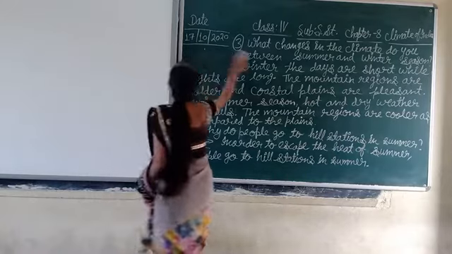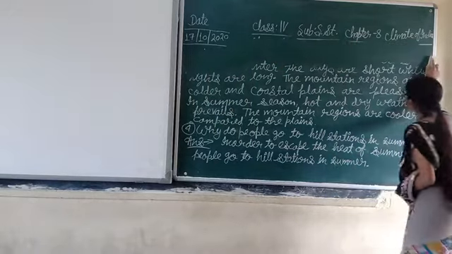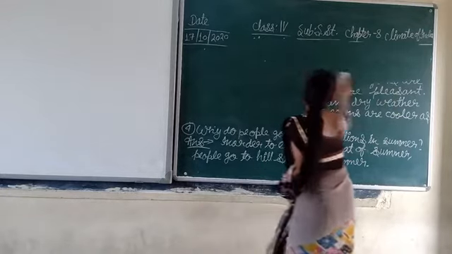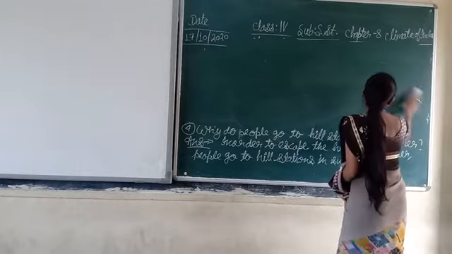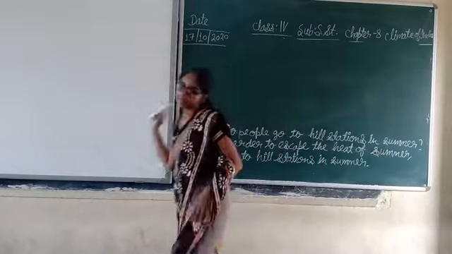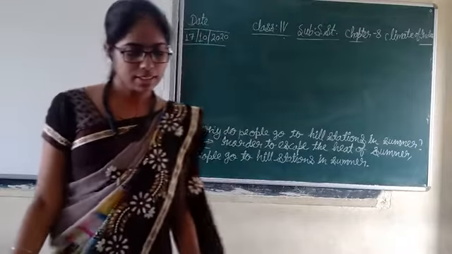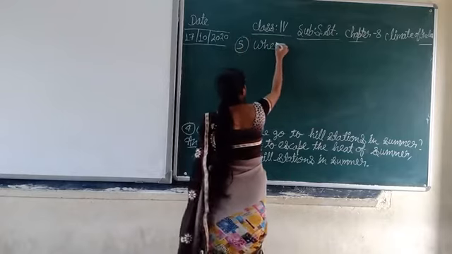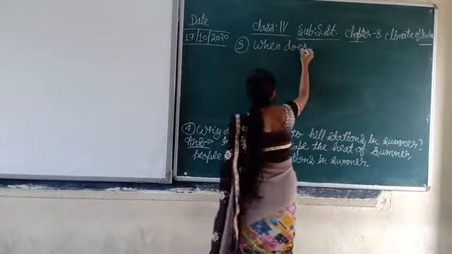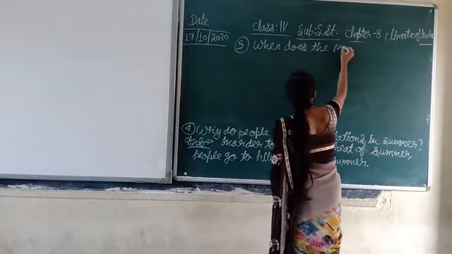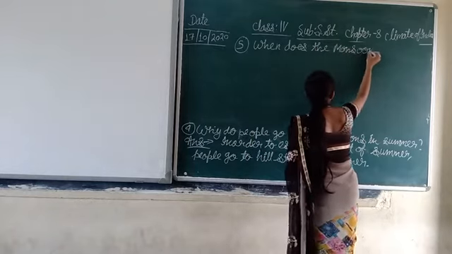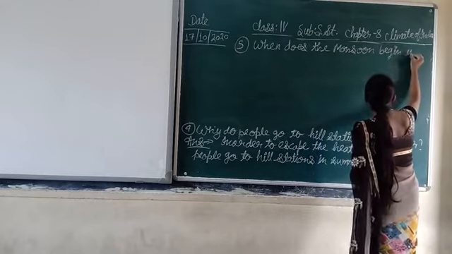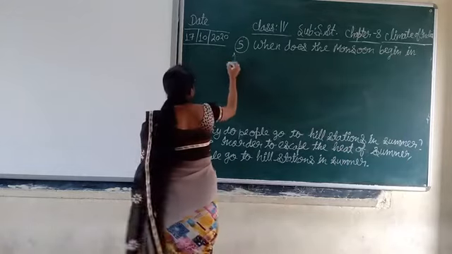In order to escape the heat of summer, people go to hill stations in summer. I hope you have finished question number 4. Let's write the last question of this chapter, question number 5, and the answer for that. Question number 5 is, when does the monsoon begin in India?